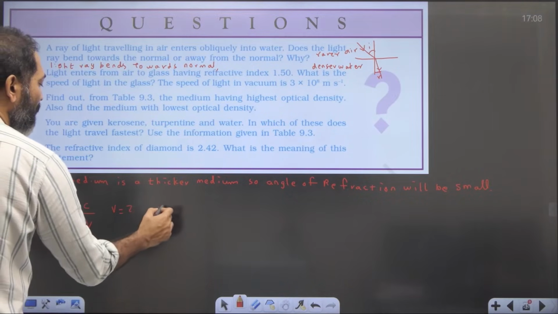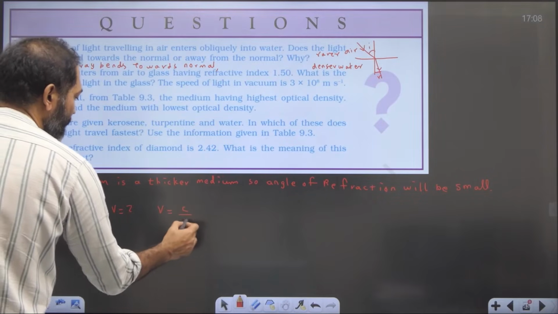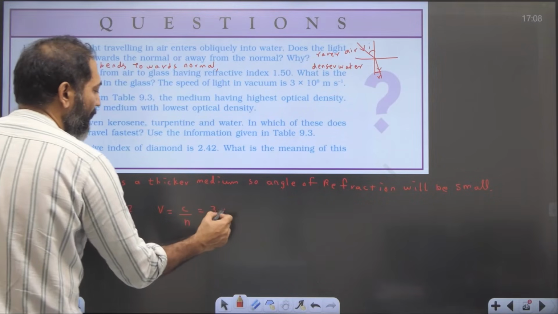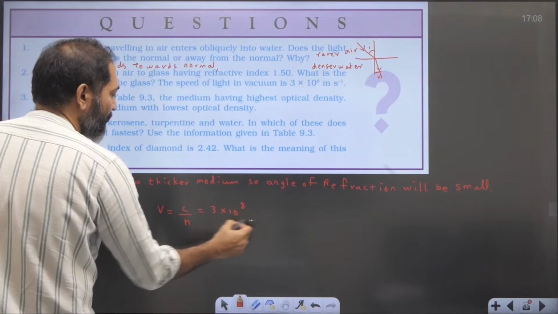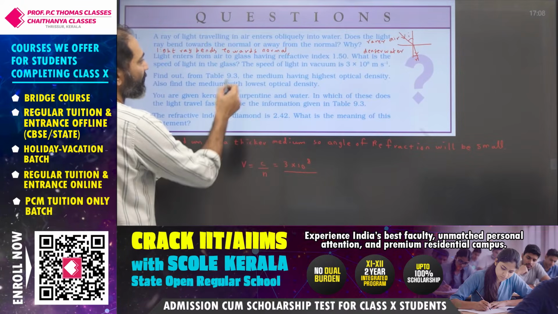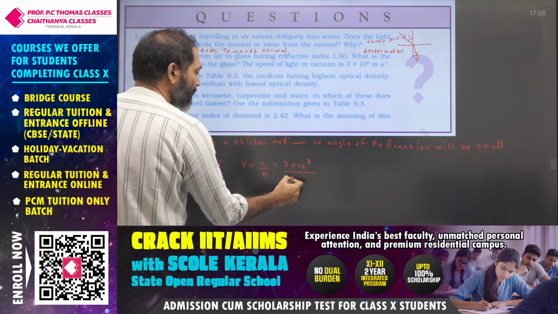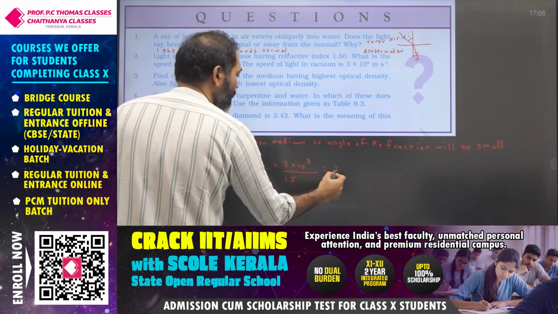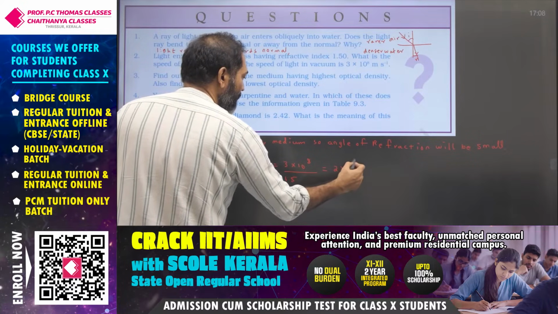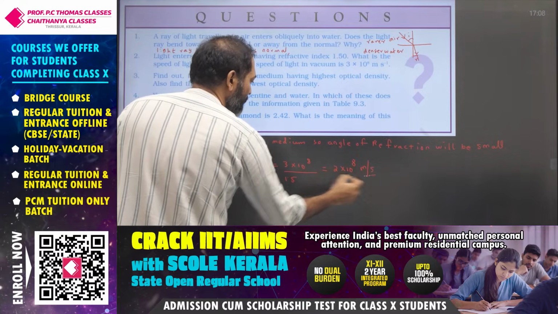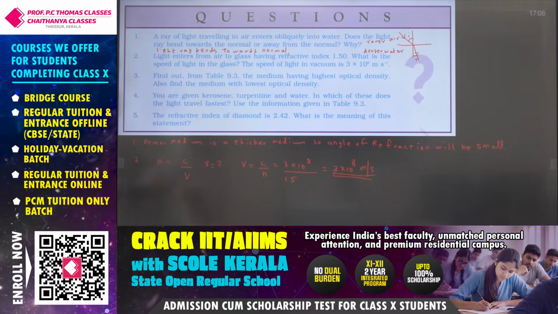So what is the formula for V? V equal to C by N. What is C? 3 into 10 to the power 8, because speed of light is a constant. Divided by what is the refractive index? 1.5. So 3 by 1.5 means what? 2 into 10 raised to 8 meter per second. Remember, there is no unit for refractive index.